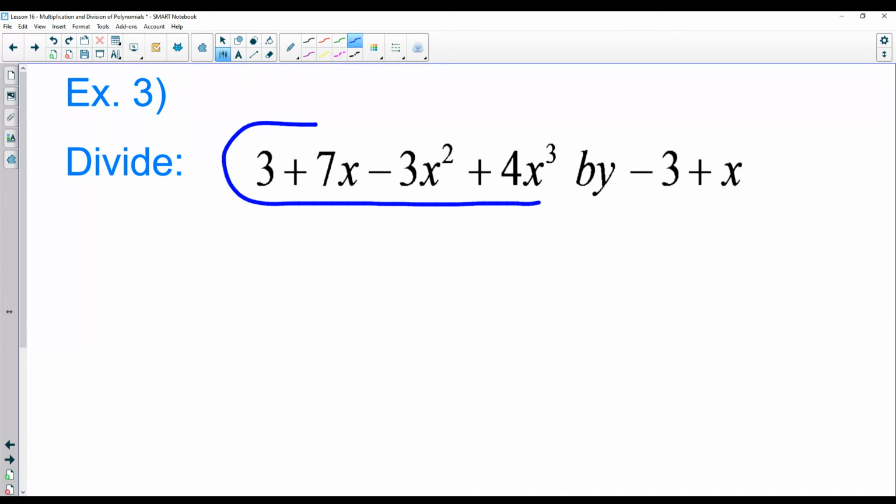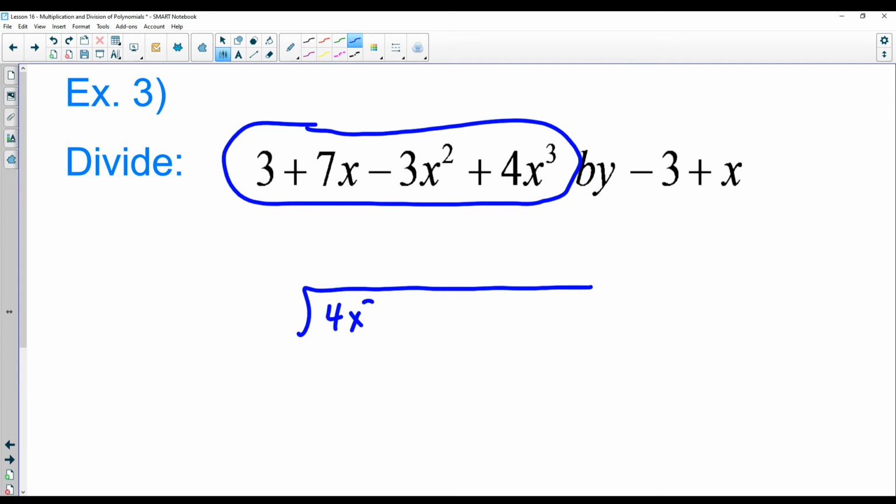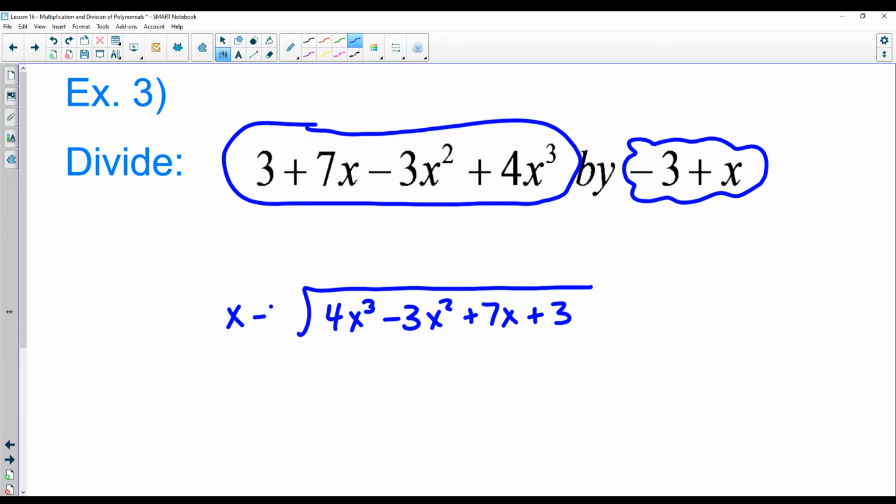So what's being divided is this. For the setup, remember we're going to go in descending powers of x. So the 4x cubed goes first, followed by the squared term, followed by the x term, followed by the constant. Wow, they just put it completely in reverse order, didn't they? All right, and it's being divided by -3 plus x. Again, we put that in descending powers of x, so switch the order.